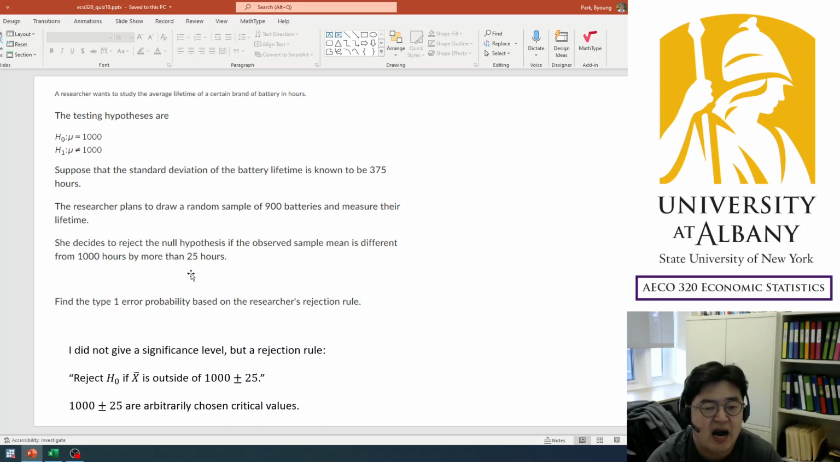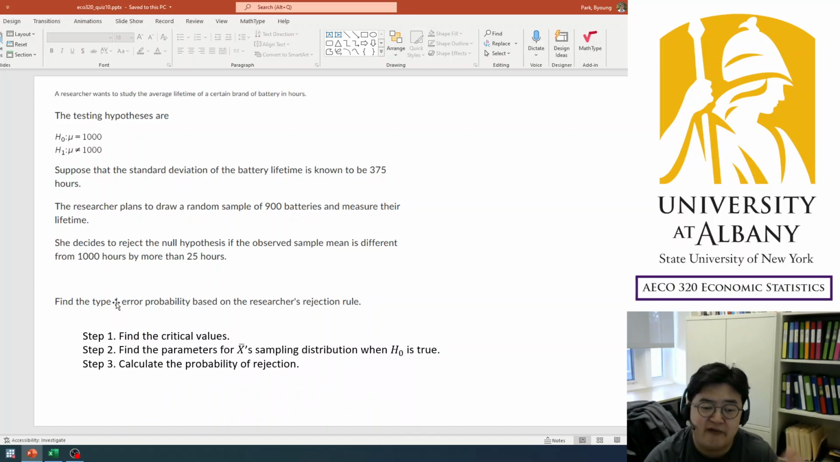So you can understand this value. 25 is an arbitrarily chosen margin of error. So 1,000 plus minus 25 are arbitrarily chosen critical values, right? So usually critical values must be derived from the significance level, but in here, this researcher does not know how to do it, so chooses just an arbitrary number. Okay, let's see what happens.